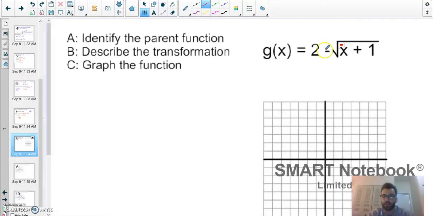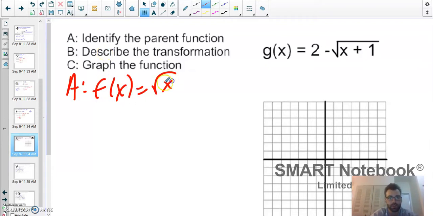All right. Identify our parent function. Well, if we look at our x value here, what are we doing to our x? We are taking the square root of that. So our parent function is the square root of x. How would I write this? F of x equals the square root of x. That's our parent function, so that's done.